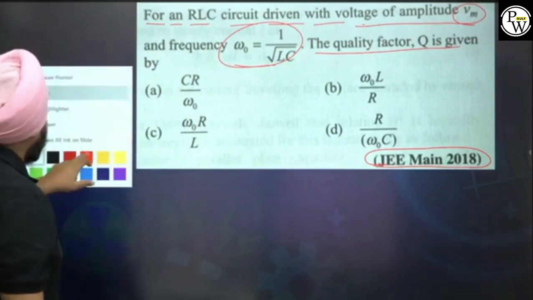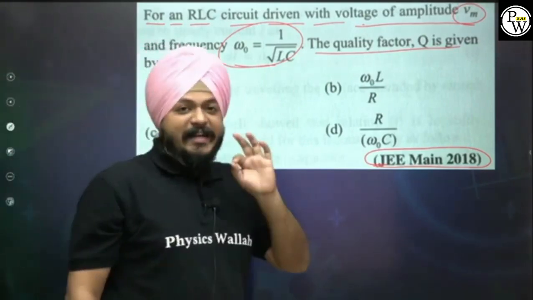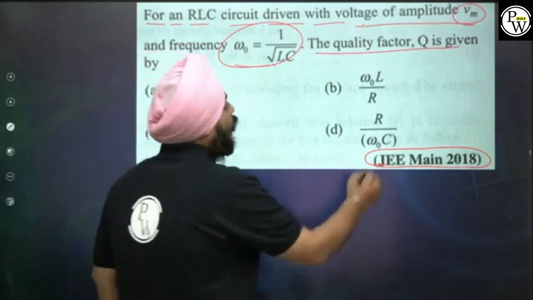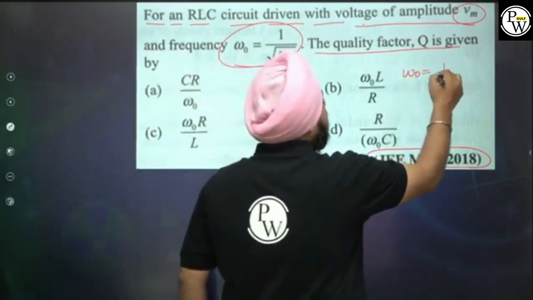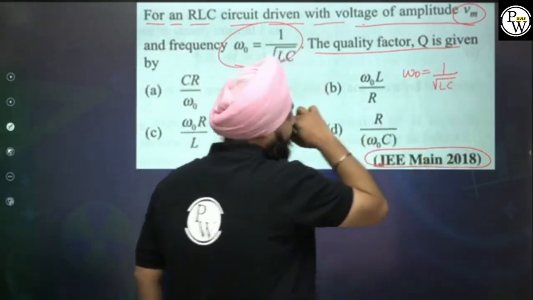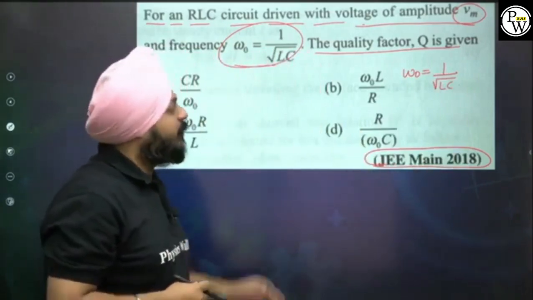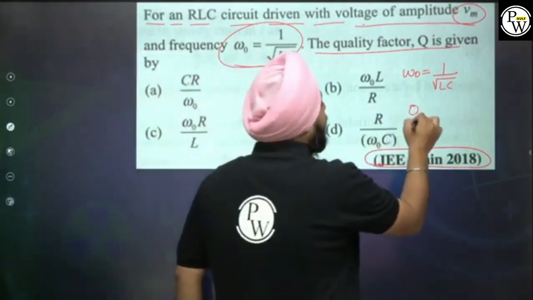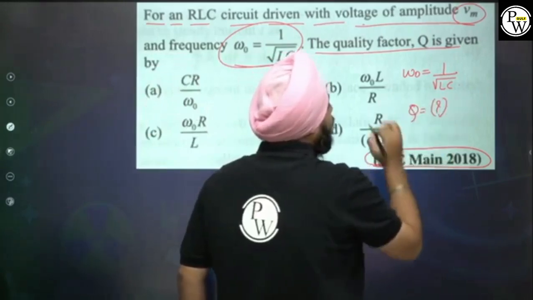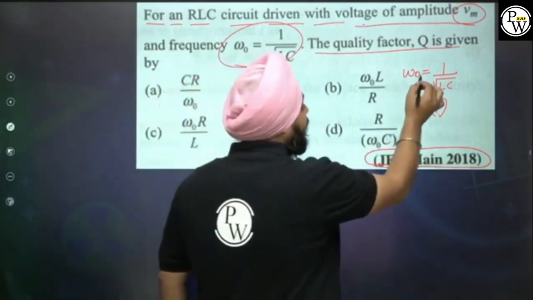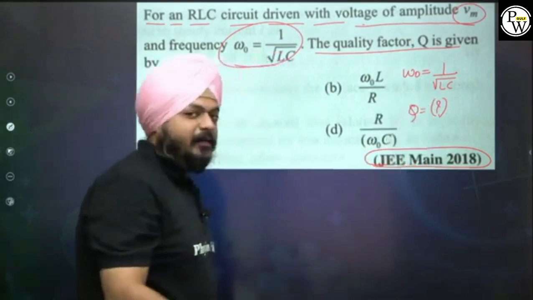Right now, the data given is the angular frequency, which is equivalent to 1 by under root of LC. This only happens in the resonance situation. This is the resonant frequency. We need to find out the quality factor. So this is the data given, and this is the output we needed.